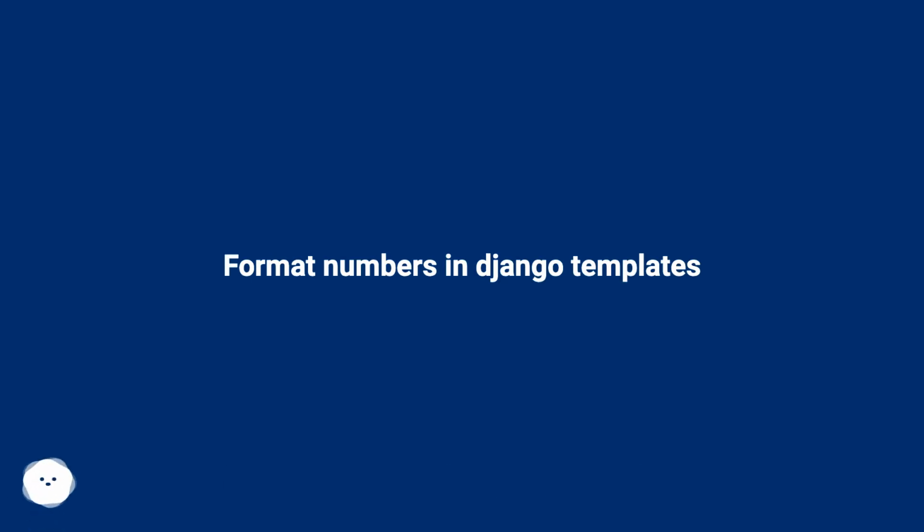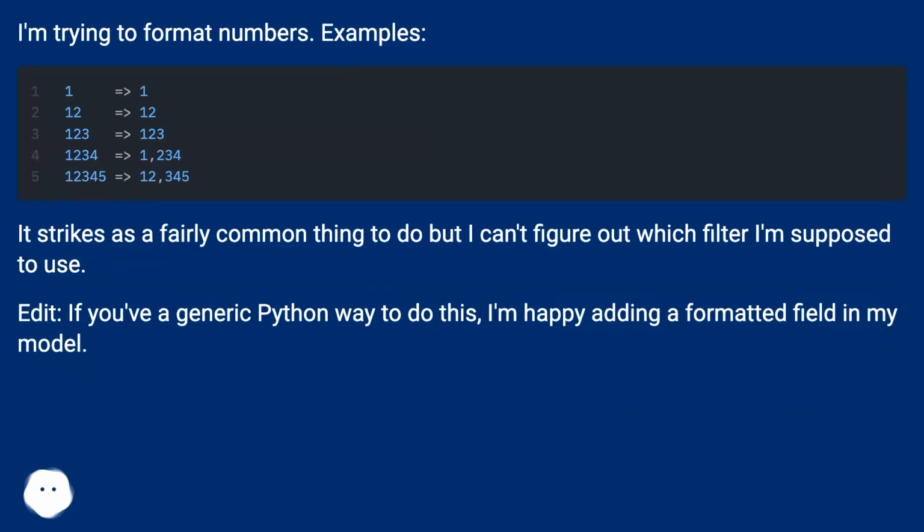Format numbers in Django templates. I'm trying to format numbers. Examples. It strikes me as a fairly common thing to do, but I can't figure out which filter I'm supposed to use. Edit: if you have a generic Python way to do this, I'm happy adding a formatted field in my model.